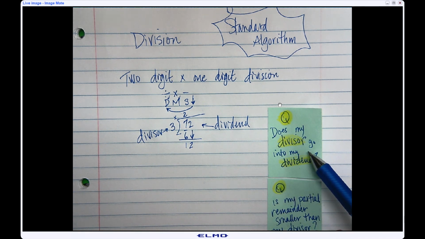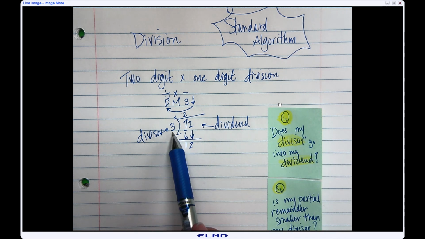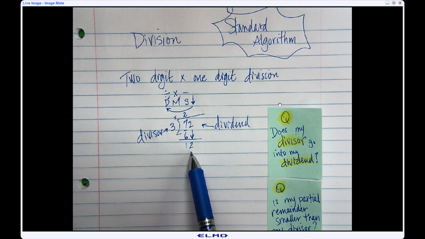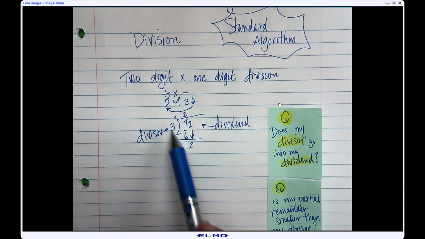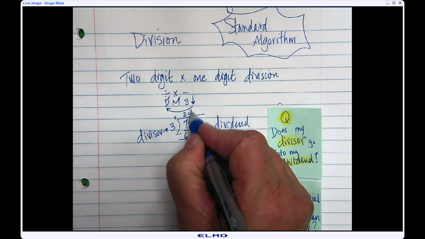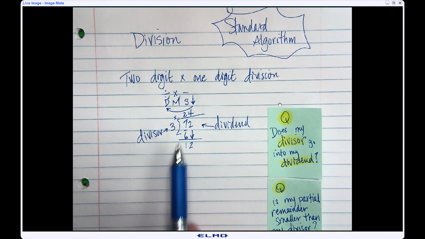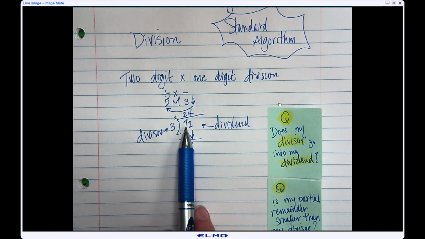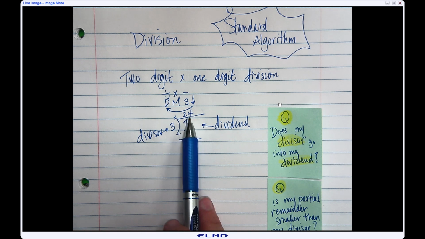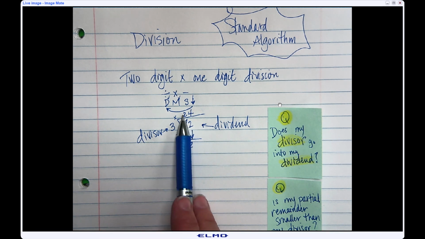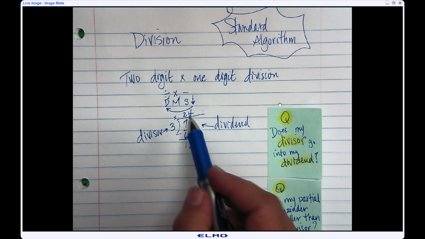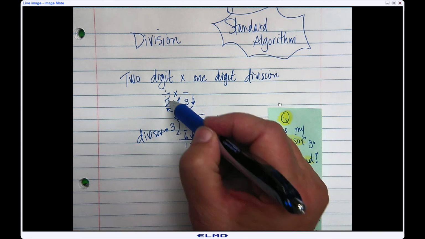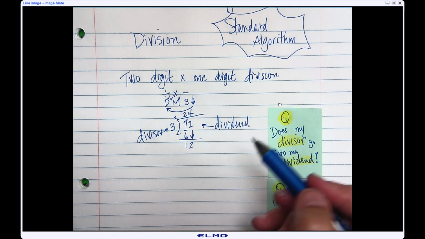I ask myself, does my divisor, 3, go into my dividend, 12? The answer is yes. So 3 goes into 12 4 times. I put that right up there. If you notice, for each of these, I have a number here in my quotient up on top. 2 tens, 4 ones. I now do the multiplication phase. Check on division, and I start into multiplication.